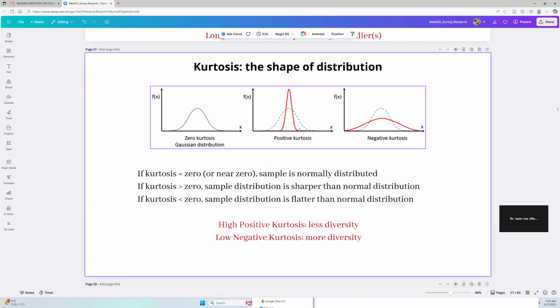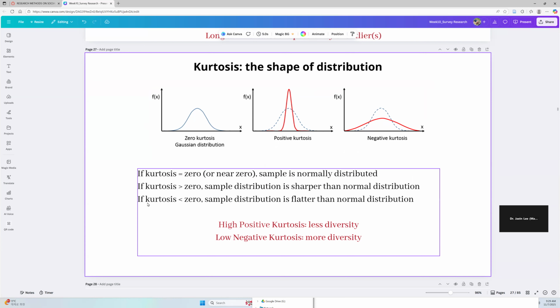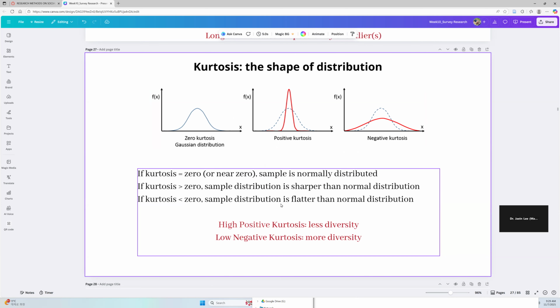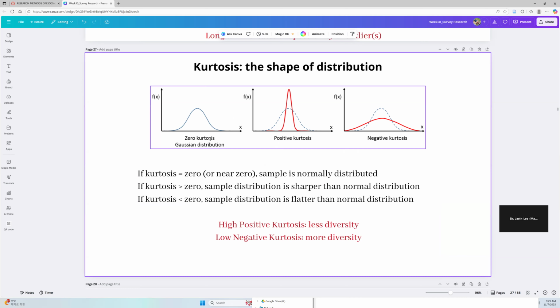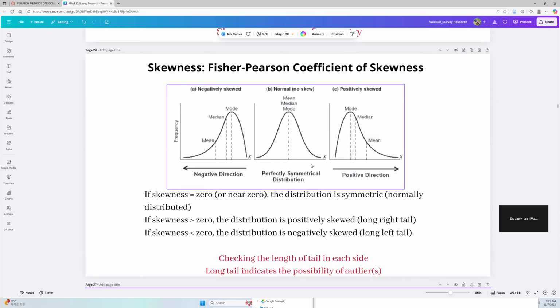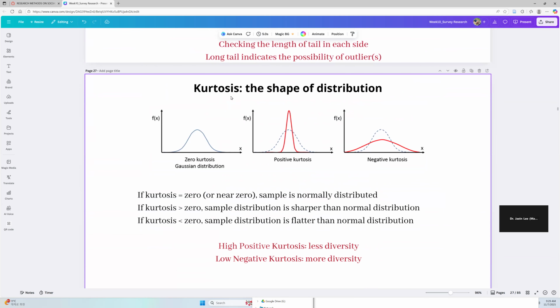And compared with that, there is negative kurtosis. It is not very sharp, but very, very flat. If the kurtosis statistic is below zero, which means smaller than zero, that is what we call negative kurtosis, where the sample distribution is flatter than the normal distribution. So for either skewness or kurtosis, you are comparing the number based on zero as the normal distribution.